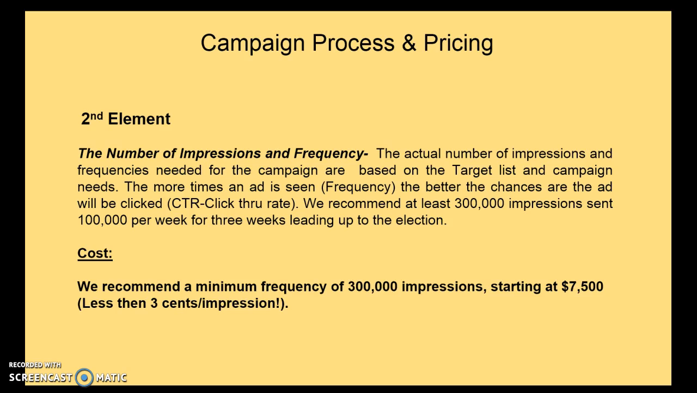out. The 300,000 impressions will be sent out to those 10,000 IP addresses over a minimum of 3 weeks. 6 weeks is probably better, based on some of our case studies, but a minimum of 3 weeks and 300,000 is going to run you about $7,500.